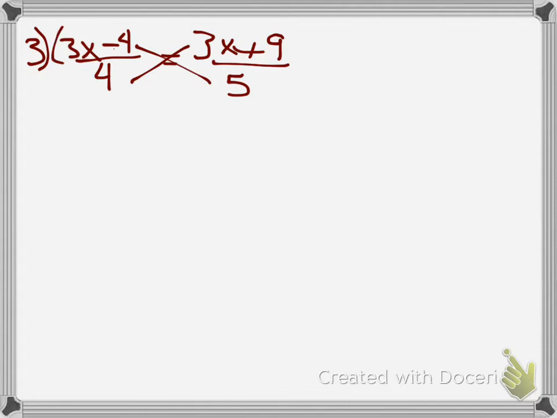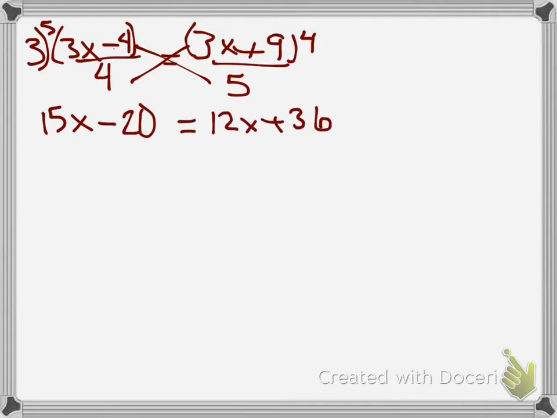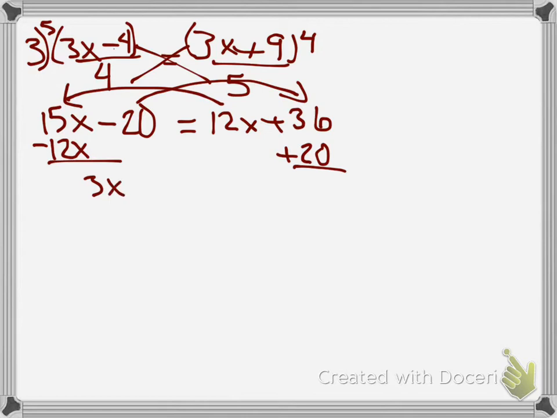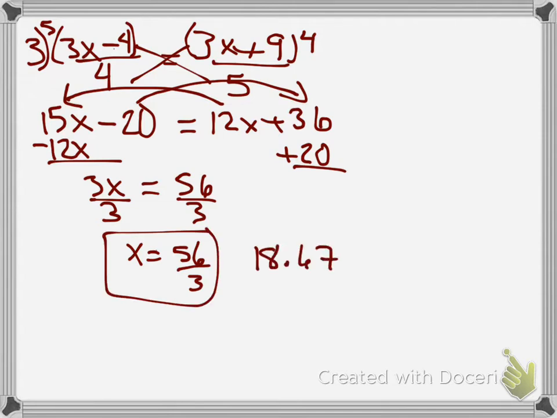Okay, so keep in mind you're saying 5 times 3x minus 4 and 3x plus 9 times 4. Okay, so you're saying 5 times 3x is 15x, 5 times a negative 4 is negative 20, and then 4 times 3x is 12x, 4 times 9 is 36. Variables to the left, numbers to the right. That would change that to a minus 12x and a plus 20 because they change signs. Then you can divide and you get x equals 56 over 3 or 18.67. Easy peasy, right?